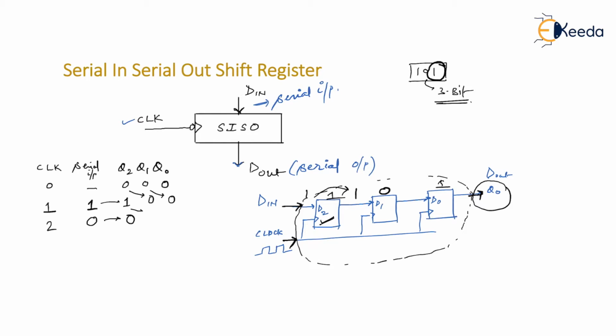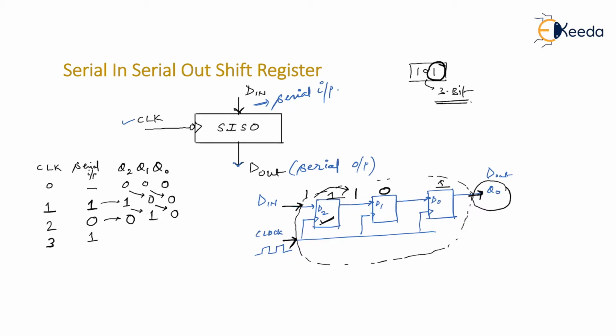The previous Q2 gets shifted to Q1. The previous Q1 gets shifted to Q0, like that. Then still my complete data is not stored, so I require one more clock. Let us see clock 3. On clock 3, let me keep the new serial data, that is 1.